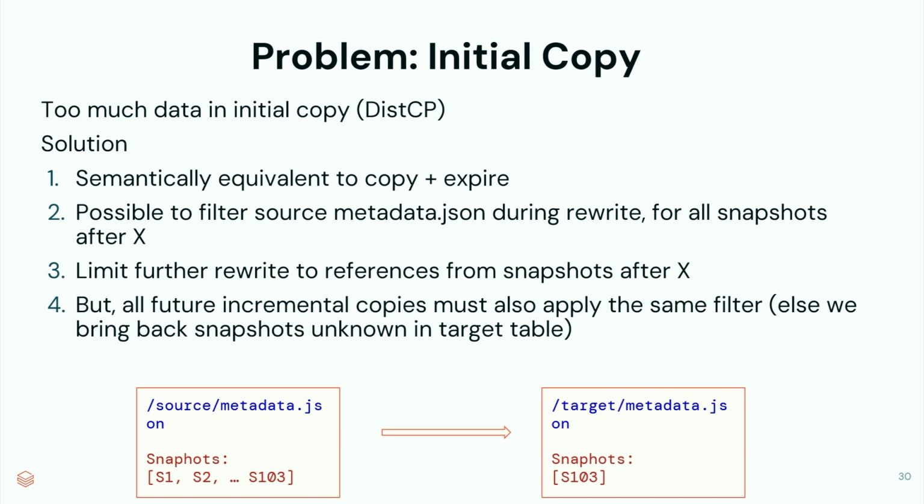The way we do this is very similar to incremental replication. We examine the snapshots, but instead of finding the difference between the start and end versions, we just pick the latest snapshot and replicate it over. One thing to notice is that this kind of filter needs to be applied consistently. The source table can change. We can have snapshots 104, 200, 1000. And when we're replicating them, we want to make sure we're forward-looking. We're not trying to replicate S1, S2, which never existed in the target table.